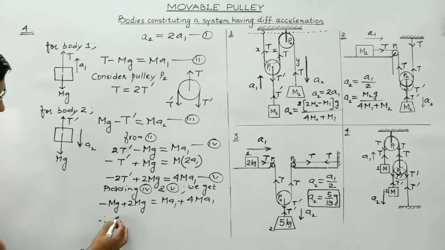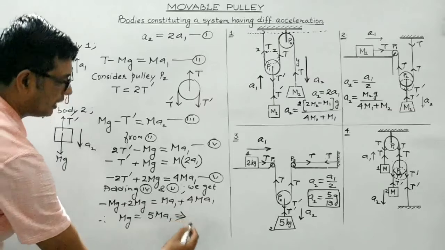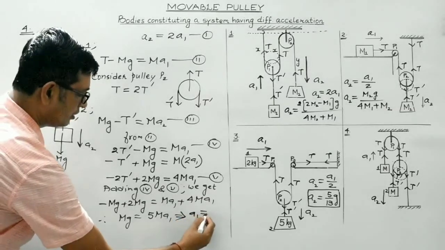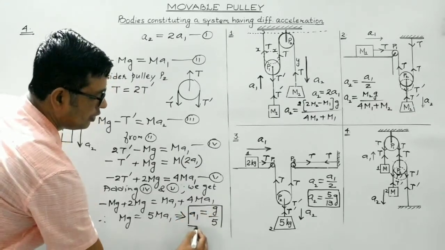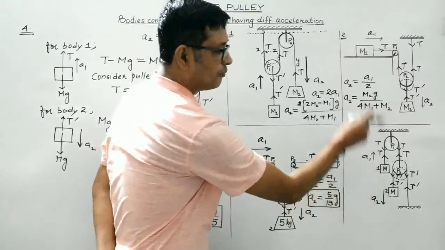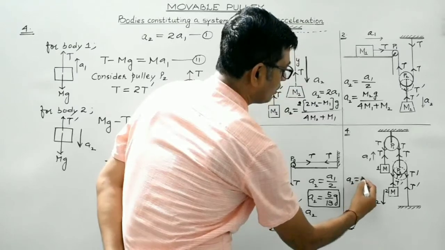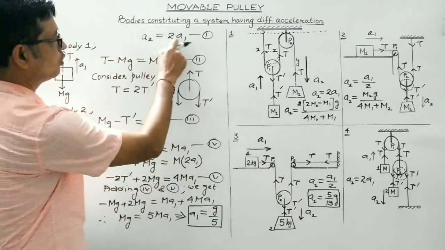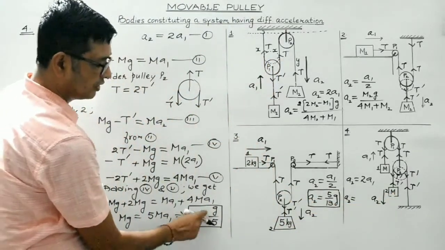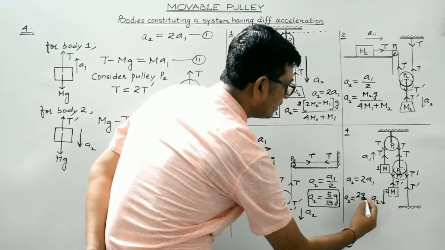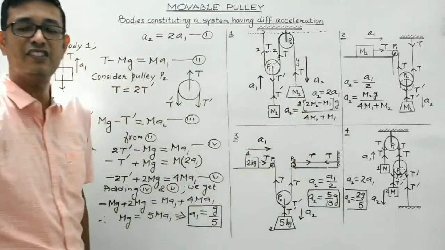Right? Therefore, students, mg is equal to 5ma1, which implies that a1 is equal to g by 5. So this is the acceleration of body 1. Therefore, what about the acceleration of body 2? A2 is equal to twice A1, isn't it? So the acceleration of body 2 will be twice of this. So it will be equal to twice g by 5. So students, this is the answer.